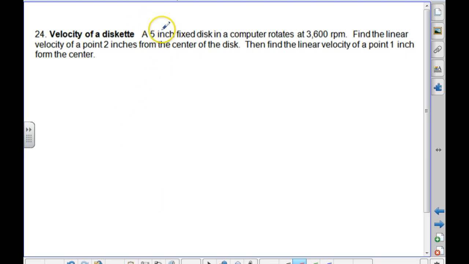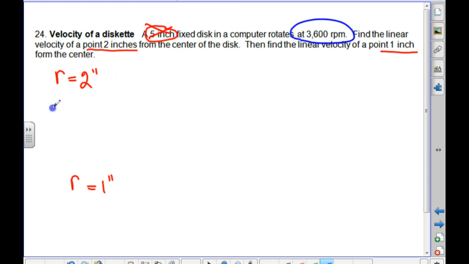Number 24, I got all excited and said we have a 5-inch fixed disc. We don't care. We need to know that it is 2 inches from the center, and later they ask us to change that to 1 inch. So for the first part, the radius is 2 inches, and then they ask you to do the question over with a radius of 1 inch. Okay, does that help? The other thing they give us is that it's rotating this fast, which would almost be an angular velocity if we multiplied it by what? Radians or revolutions? Yep, so then it will be radians per minute. So we're going to multiply this and this, and you get big numbers both times unless you want to change it to seconds or something. Okay?